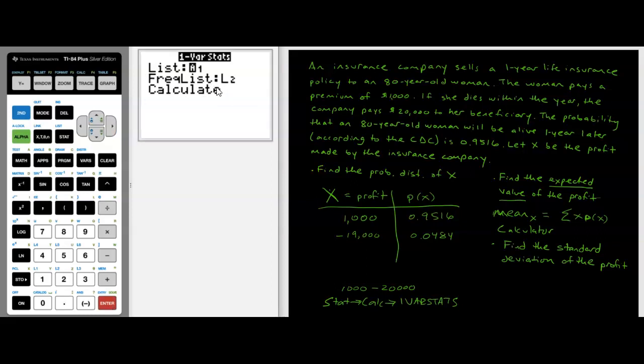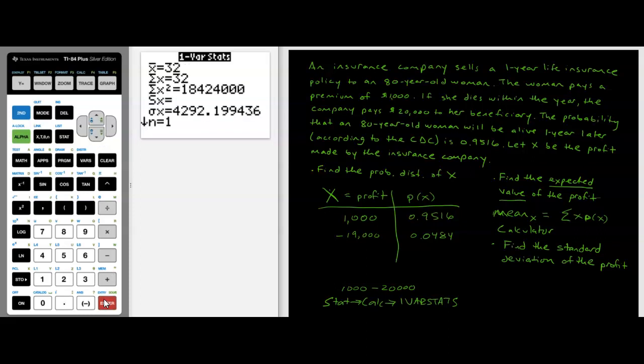So this is what I was saying in the previous video. Once you put L2 in as that frequency list, the calculator is going to kind of leave that there. So later on in the course, we might have to delete this, but right now this is exactly where we put our information. We've got our discrete random variable in L1, we've got our probabilities in L2. So I'm just going to press calculate, and you can see that the expected value of the profit, which is the same as the mean, is equal to 32. So our answer here is only $32 is the expected value that the insurance company is going to profit on this 80-year-old woman.